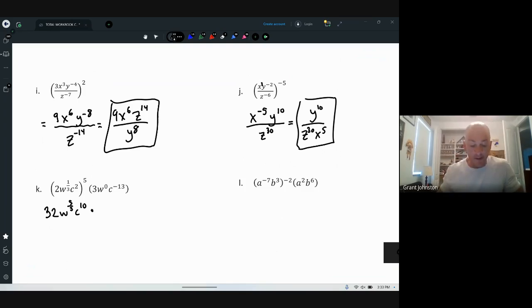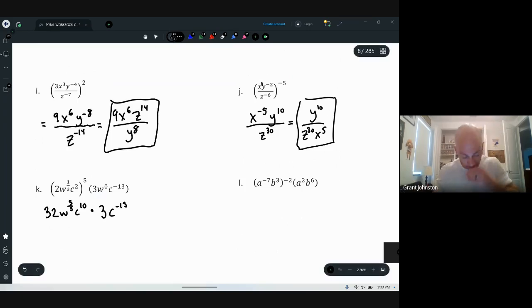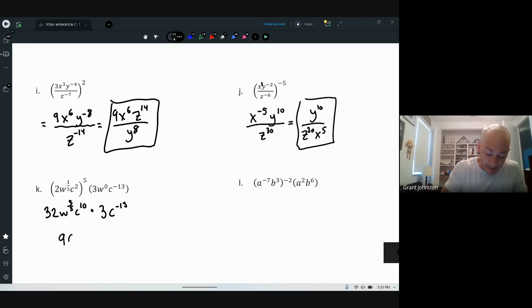Now I'm going to rewrite this second one, but I'm going to leave out that w to the 0 because w to the 0 is just 1. So this is just like a 3 times 1. It's just 3. So I don't even need to write that w to the 0. So the 32 times the 3 is 96. The w to the 5/3, I'm going to rewrite, has nothing to combine with.